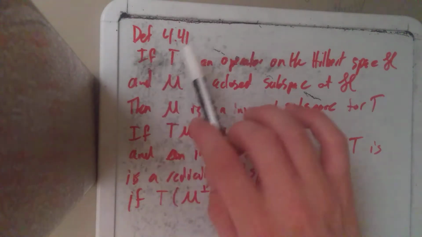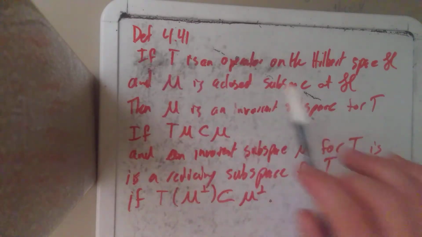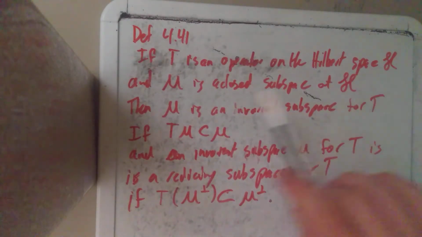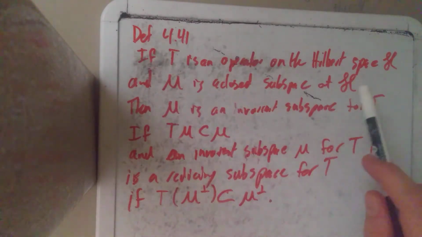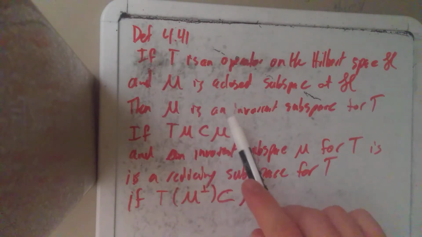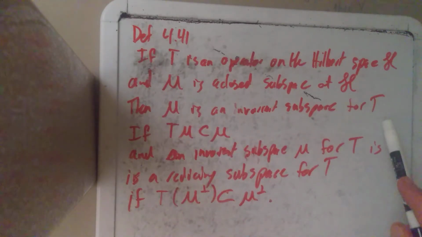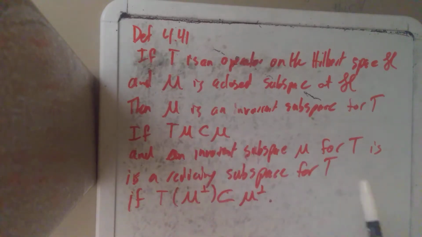So we begin Definition 441. If T is an operator in a Hilbert space H and M is a closed subspace of H, then M is an invariant subspace for T if T maps M into itself. And an invariant subspace M for T is called a reducing subspace for T if you also get that it maps the orthogonal complement of M into the orthogonal complement of M.